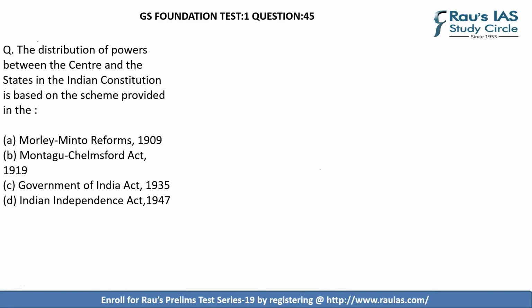Question number 45 is a very direct question and it is asking that the distribution of powers between the center and the states in Indian Constitution is based on the scheme provided in which of the following acts. Now, the correct answer for this would be C, that is Government of India Act 1935. But let us understand some of the other important features included in Government of India Act 1935.